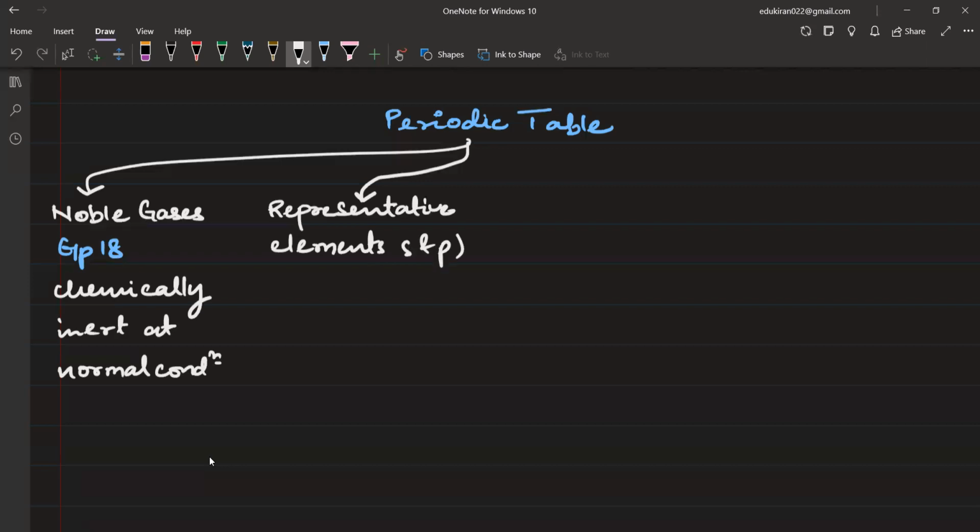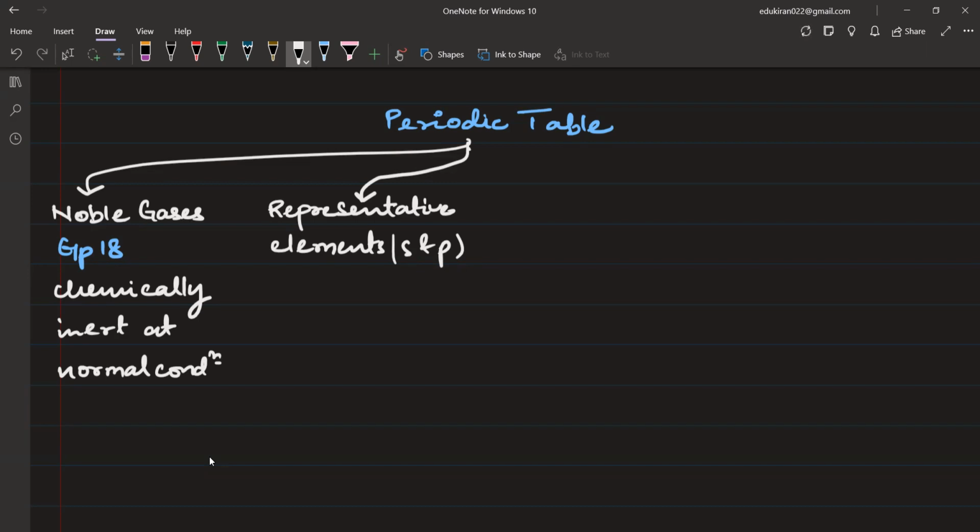These are S and P block elements. All of the S and P block elements come under this category of representative elements, because these are the elements which are mostly found in the earth, and these are the elements which do the majority of the chemistry. That's why these are known as representative elements.